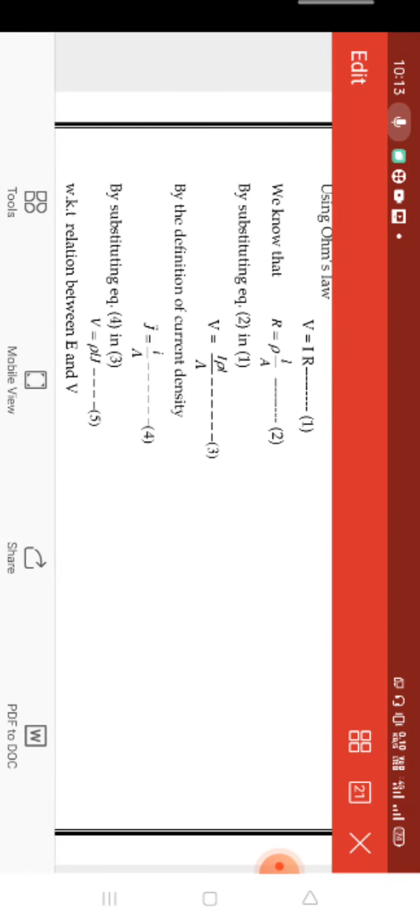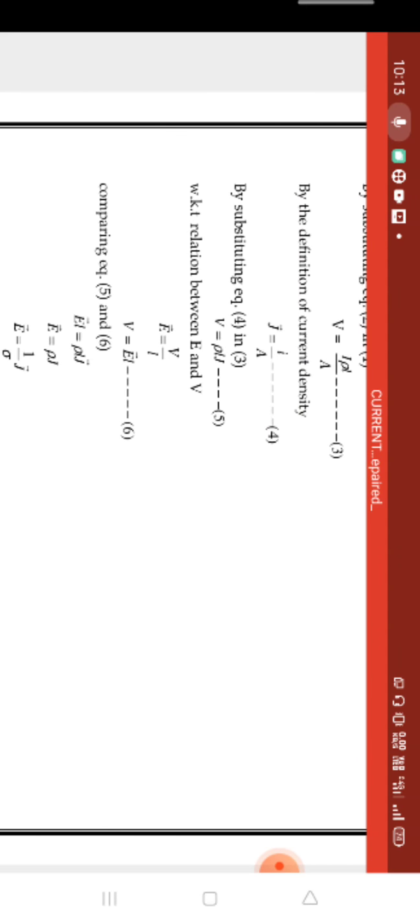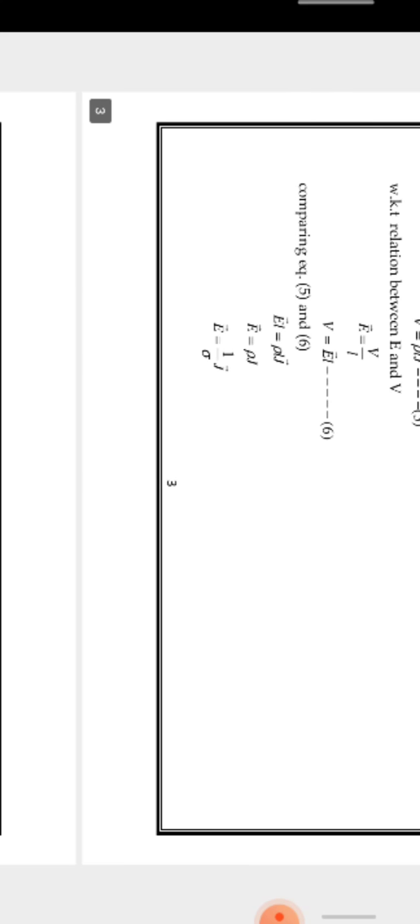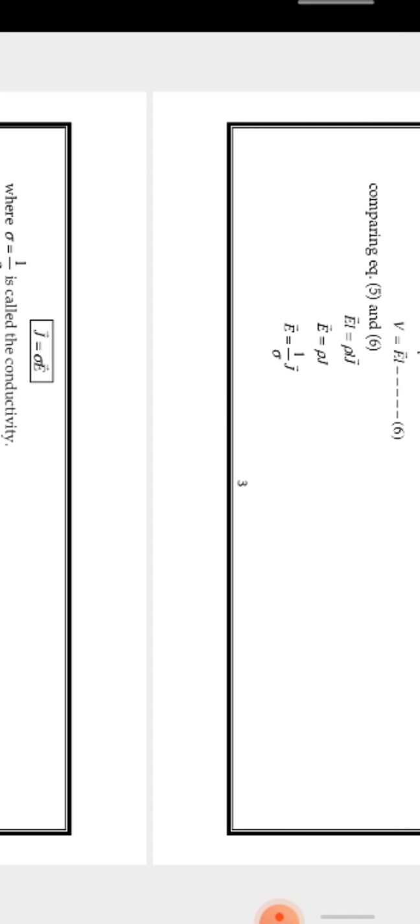By the definition of current density, J equal to I by A. So by substituting equation 4 in equation 3, instead of I by A, if you write J, V is equal to rho L J. But we know the relation between electric field and electric potential: E equal to V by L, so V equal to EL. Comparing equation 5 and equation 6, L gets cancelled. So electric field E equals rho J.